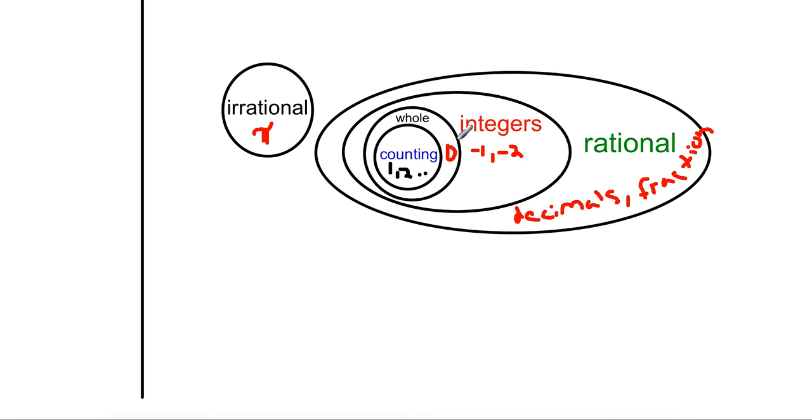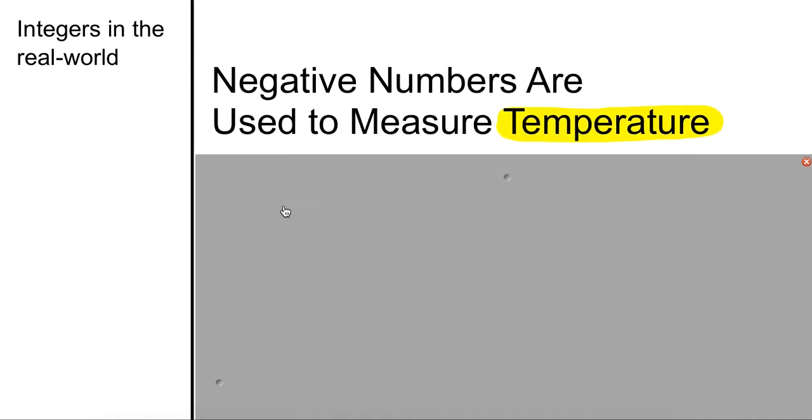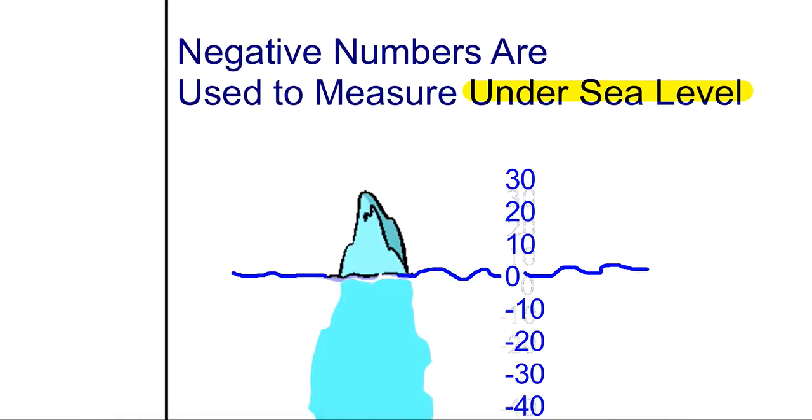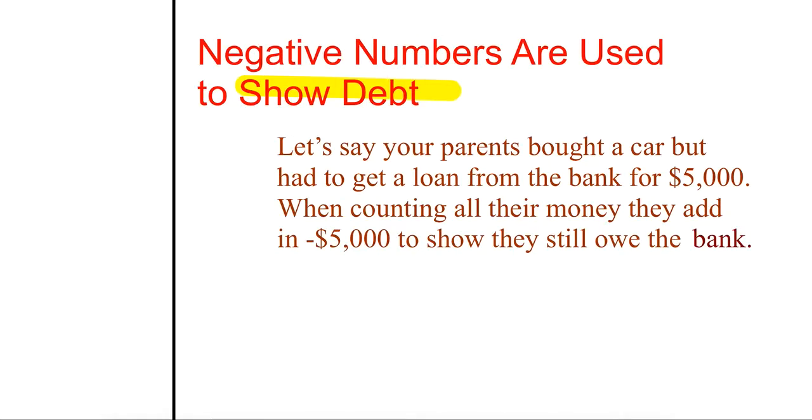So now that we know where these integers fall within the number system, we're going to take a look at some. So in the real world, where do we find our negative numbers? So one place is in temperature. So I just want you to write in your notebook these highlighted words. Another would be sea level. 0 would be sea level. When you go up in the mountains, you're going positive. When you're going down below sea level, you're going in your negatives.